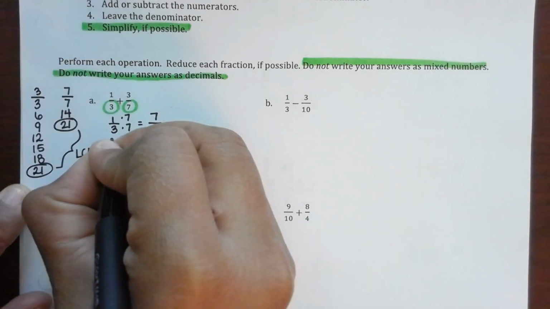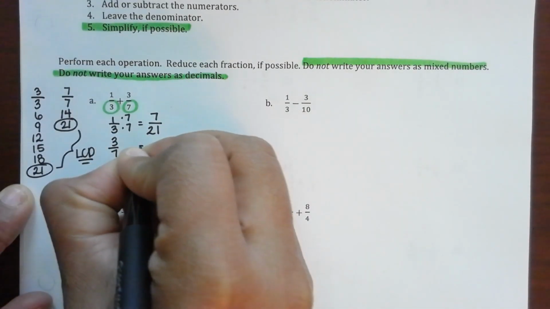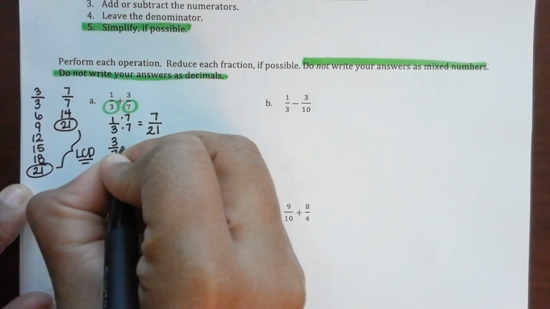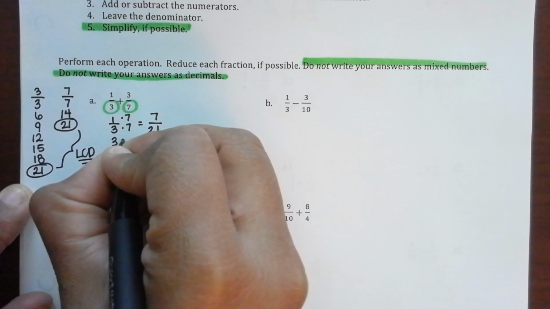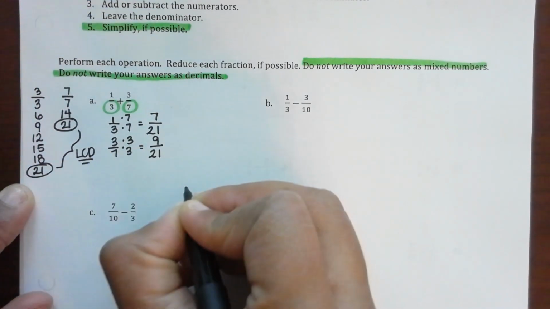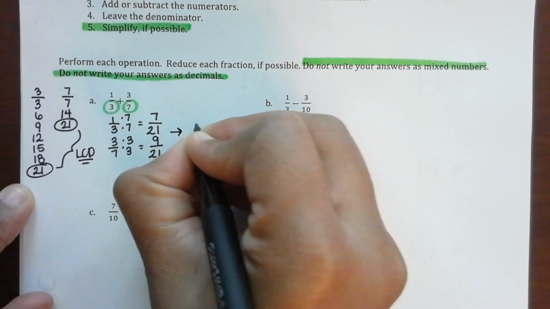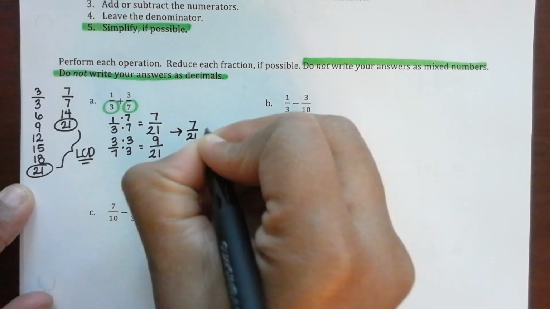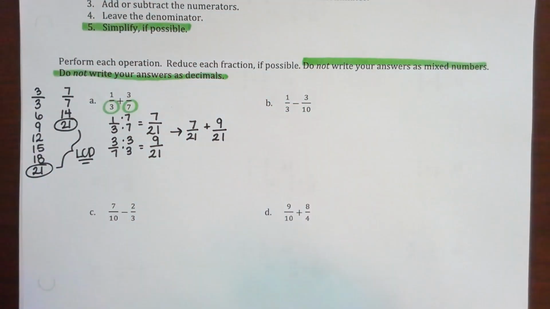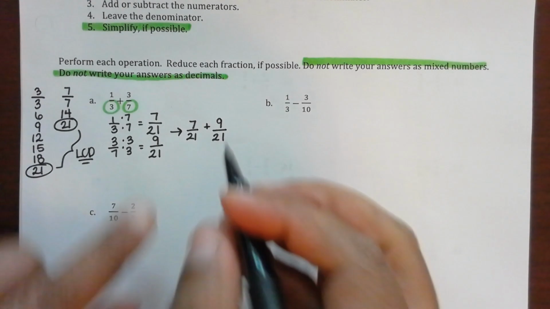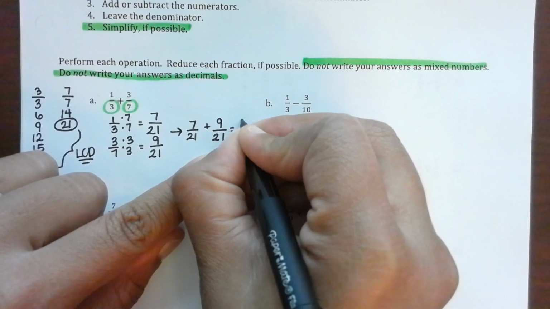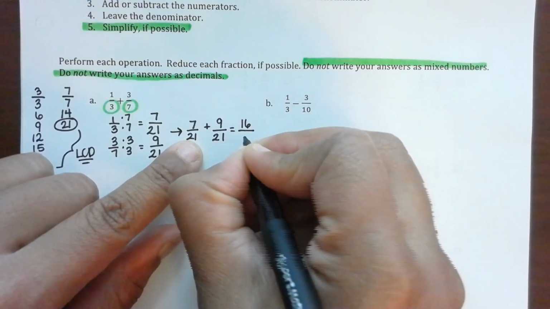So looking at this one, 3 over 7 has to change into something over 21. What multiplied to 7 to get 21? And what do I do to the bottom, I have to do to the top. So what's 3 times 3? So my new problem is 7 over 21 plus 9 over 21. Because we add or subtract the top, right? So what's 7 plus 9? And the denominator should stay the same, correct?